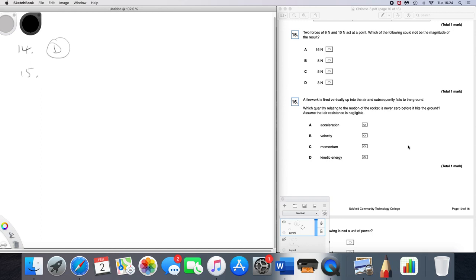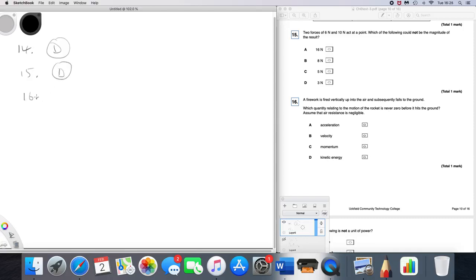And the smallest value of the force then would be 6 minus 10. So it could be 4 newtons. Cannot get any smaller than 4, therefore D cannot be true. You could get every value between 4 newtons and 16 newtons, but you can't get 3. So 15, the answer has to be D.